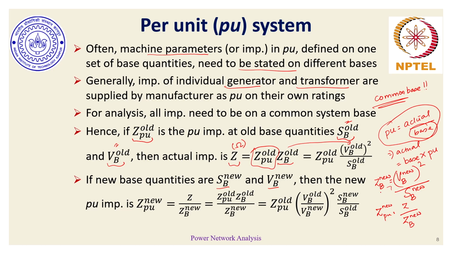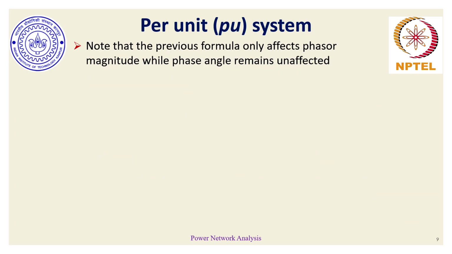And that's how, if I resubstitute all these quantities, this is the generic expression of how per unit quantities can be exchanged among each other on different bases. So we'll again come back to this when we take a particular example in this particular regard.